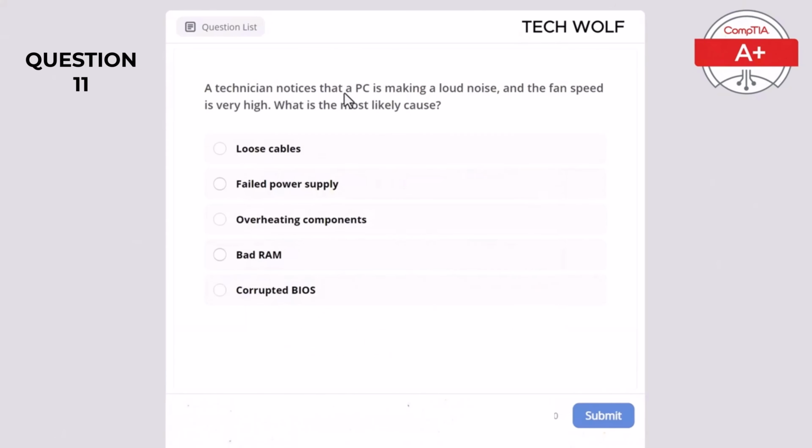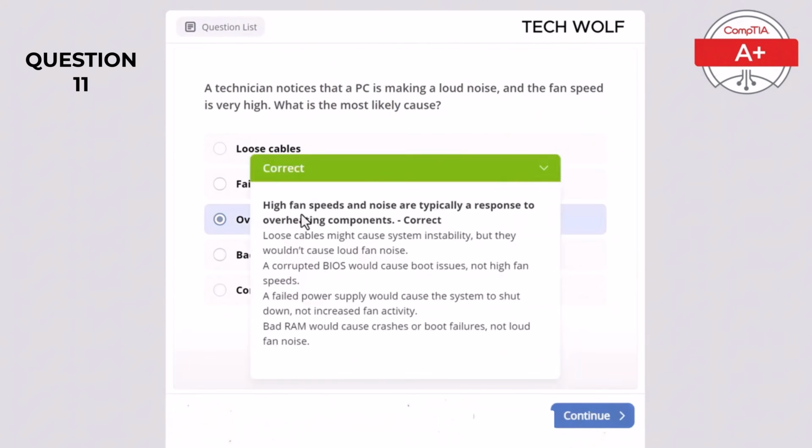A technician notices that a PC is making loud noise and the fan speed is very high. What is the most likely cause? Loose cables, failed power supply, overheating components, bad RAM, or corrupted BIOS. And the correct answer here is overheating components, as high fan speed and noise are typically a response to overheating components.